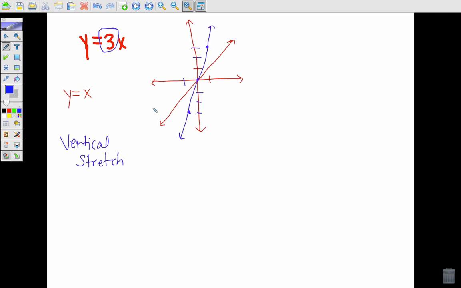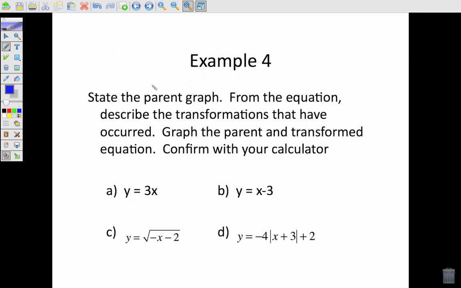Okay, so this is y equals 3x. The parent function is y equals x. It's a vertical stretch because the 3 is greater than 1. All right, let's go ahead and look at the next example.